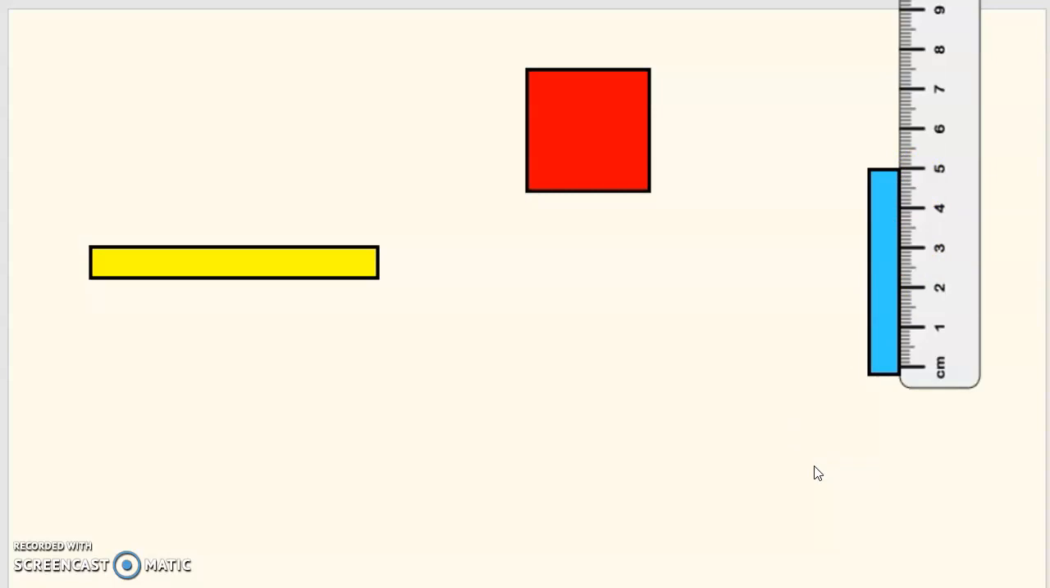So who can tell me which one was the longest? Excellent. It was the yellow rectangle because the yellow rectangle was 7 centimetres. Now you're going to have a go at measuring using a ruler yourself, okay?